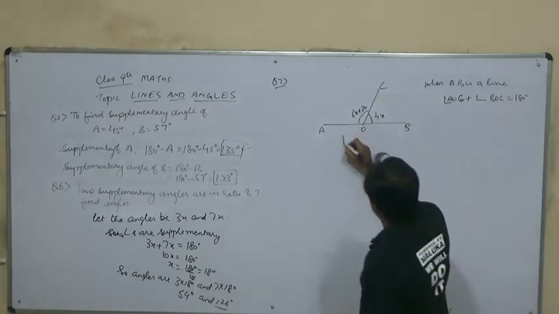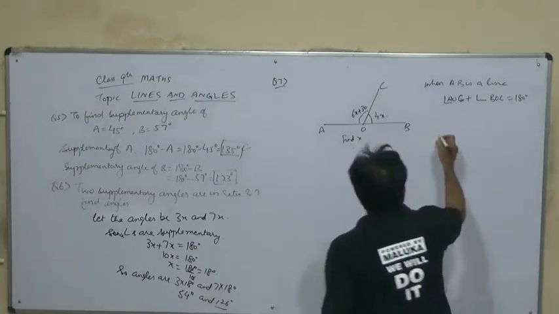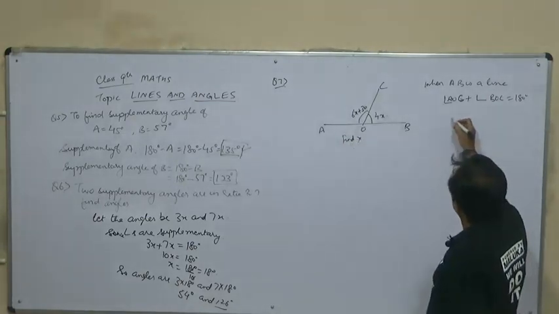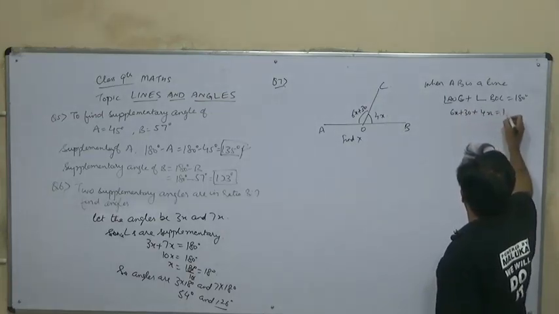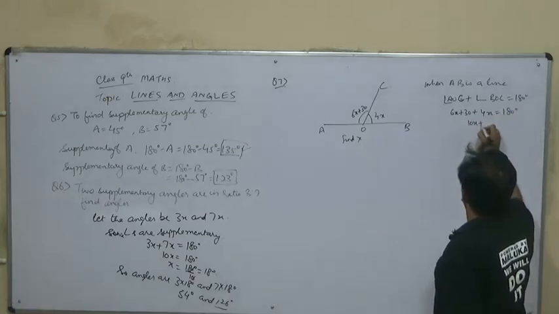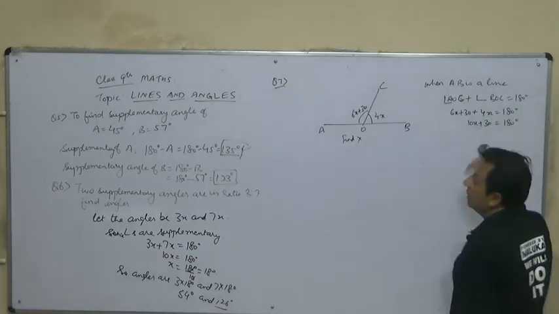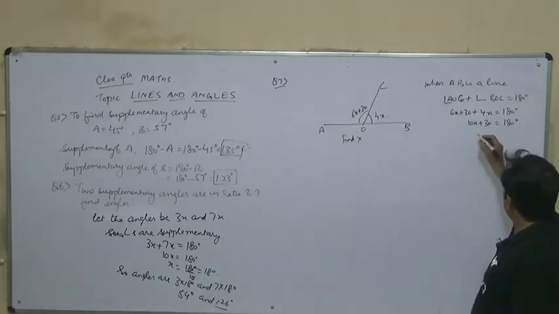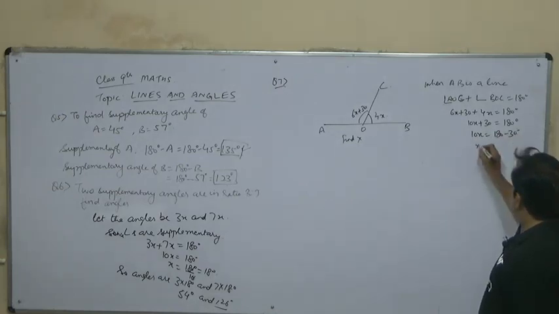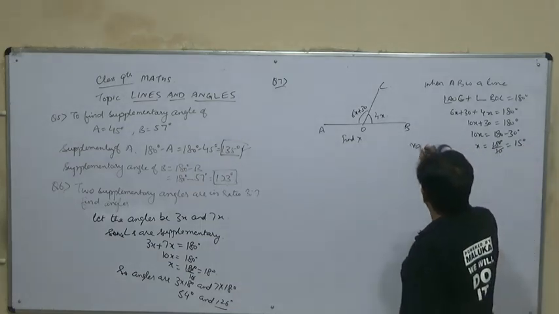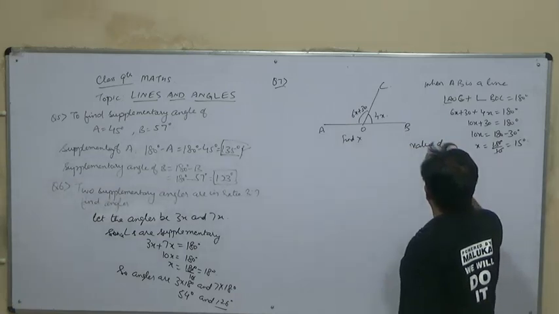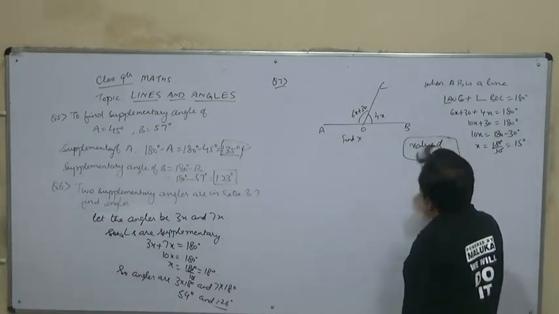We want to find x here. So AOC is 6x plus 30, BOC is 4x, and the sum is equal to 180 degree. So 10x plus 30 is equal to 180 degree. Now we take 30 to this side, so 10x will be equal to 150, 180 minus 30. So x will be equal to 150 degree upon 10 degree, which cancels out to 15. So the value of x is equal to 15 degree. So this will be the required answer.